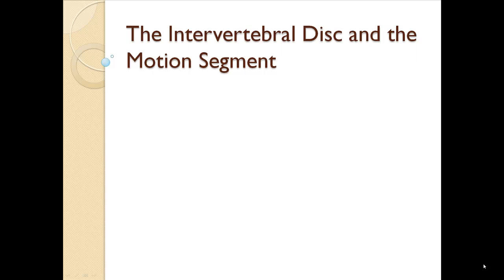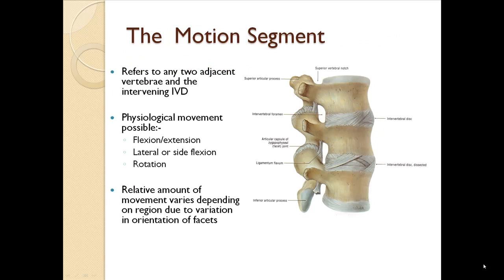Moving on to the intervertebral disc and the motion segment. The motion segment is defined as any two vertebrae with any intervening structure, so two vertebrae and the disc essentially. The physiological movements that are possible between any two vertebrae are the movements of flexion and extension, lateral or side flexion, and rotation. The amount of movement depends very much on whereabouts in the spine we are.